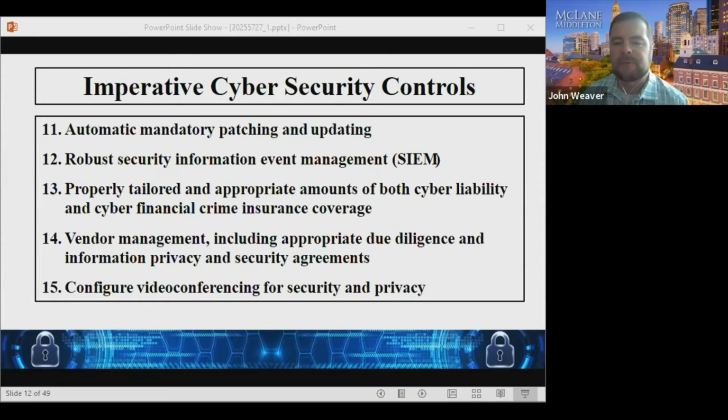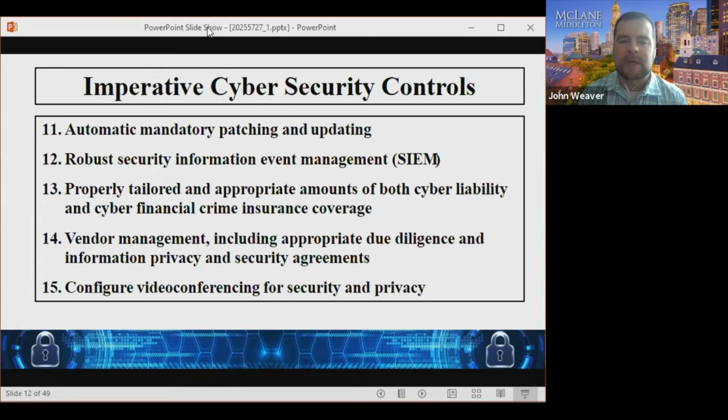Number 15, configure video conferencing for security and privacy. Imperative in this age of remote working is making sure that the primary means by which we continue to maintain close contacts with colleagues and clients is secure.